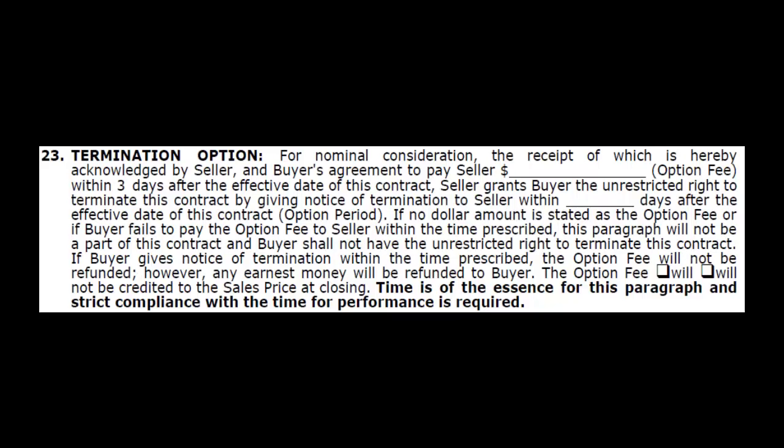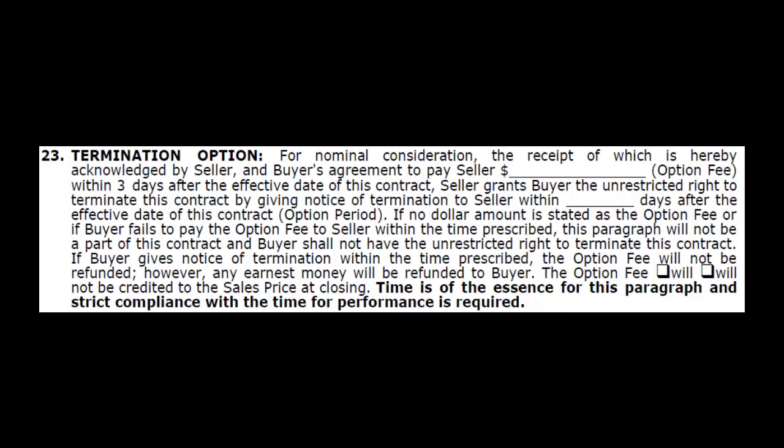If buyer gives notice of termination within the time prescribed, which would be the time period in this blank, the option fee will not be refunded. So whatever amount is in this blank, you can just guarantee your buyer that they are not going to get that money back if they back out for any reason. That money's gone. The only way they'll get that back is if they check the right box on the next line. So the option fee will not be refunded.